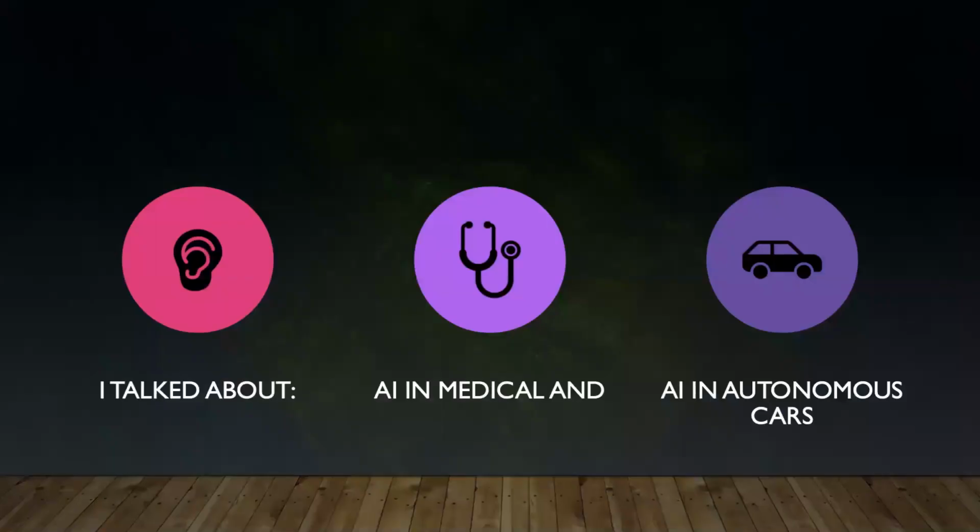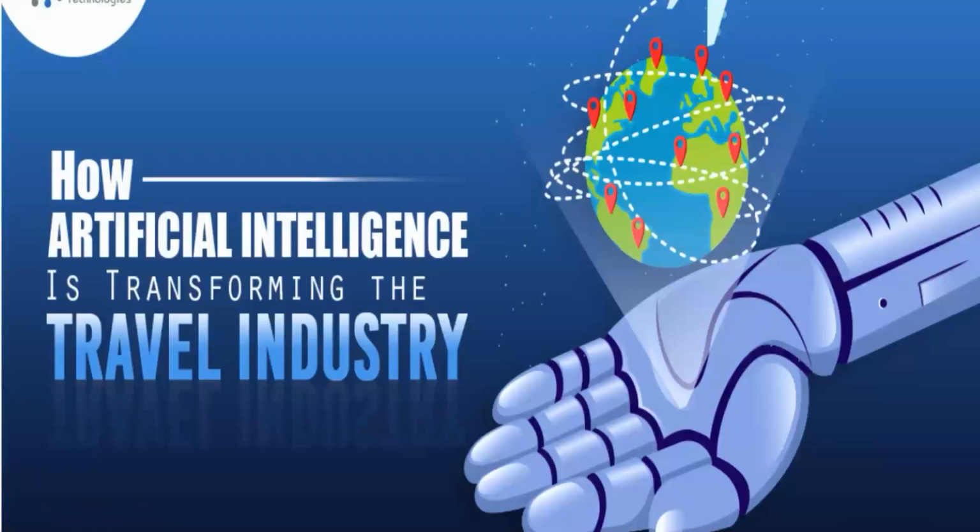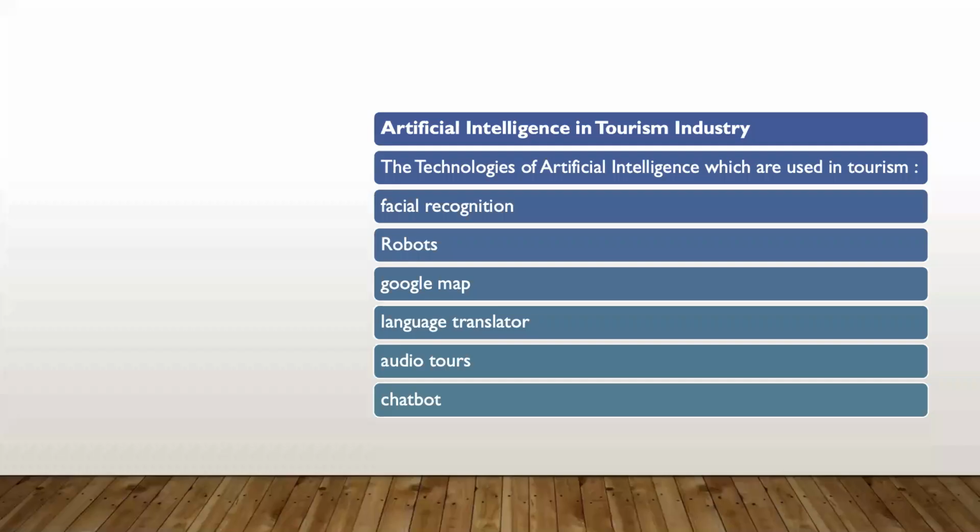So till now, I talked about artificial intelligence in medical and autonomous cars. Now, I want to talk about artificial intelligence in tourism industry. The technologies of artificial intelligence which are used in tourism are facial recognition, robots, Google Map, language translator, and audio tours. Also, a chatbot is used, which is a computer program that simulates a human conversation.